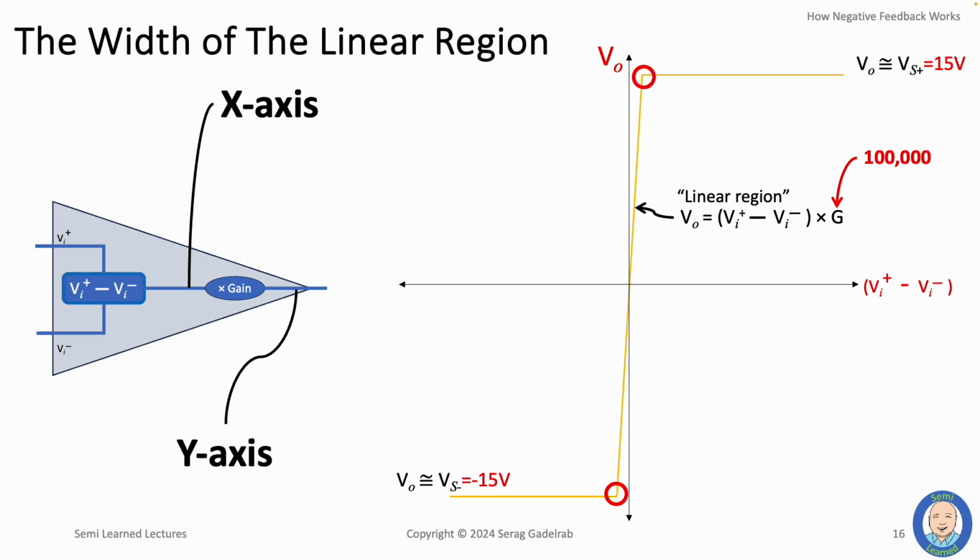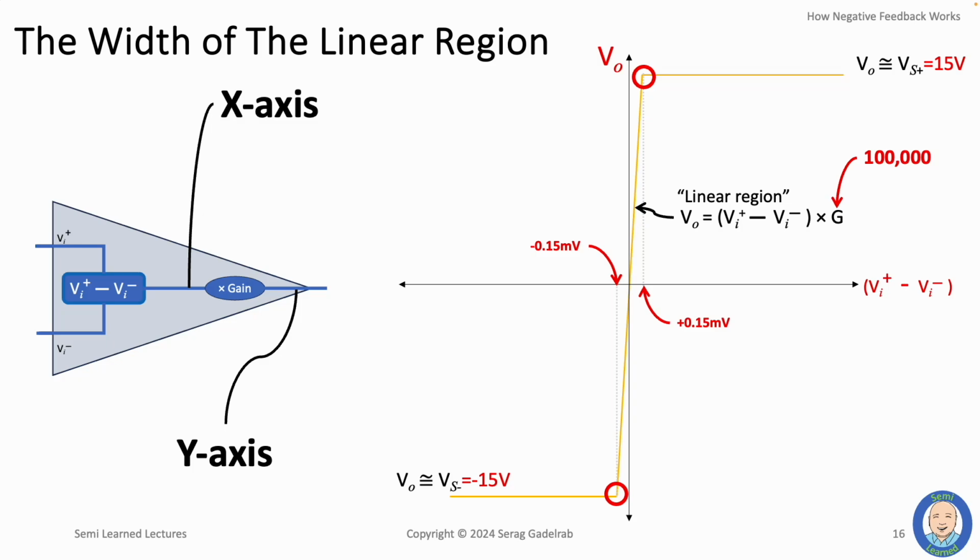To do that, we can just set the value of the output voltage in the linear region equation to be equal to the supply voltage, and we solve for the value of the x-axis that would produce such an output voltage. When we plug in the values of the gain and the supply voltages into the linear region equation, we find that the linear region would start at an x-axis value of minus 0.15 millivolt and will end at an x-axis value of 0.15 millivolt. Now that is a grand total for the range of the linear region on the x-axis of 0.3 millivolt from start to end, and that is ridiculously small.